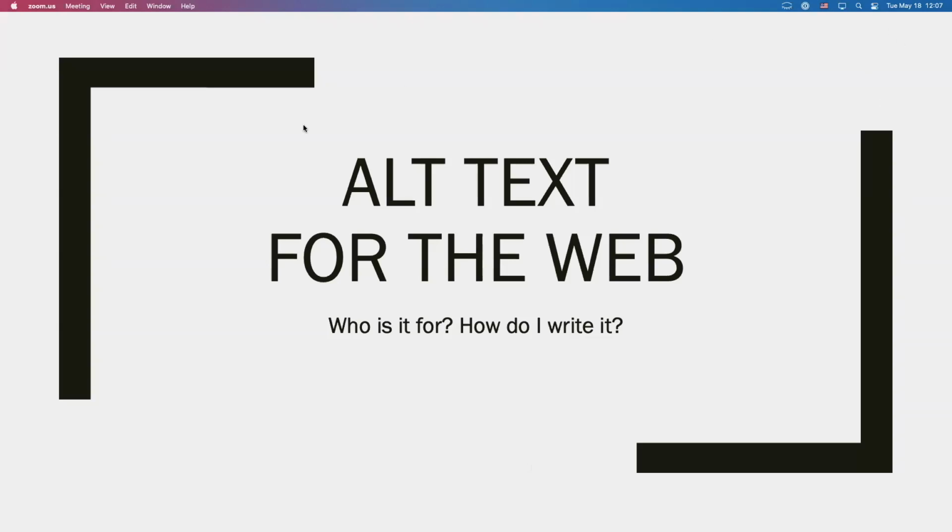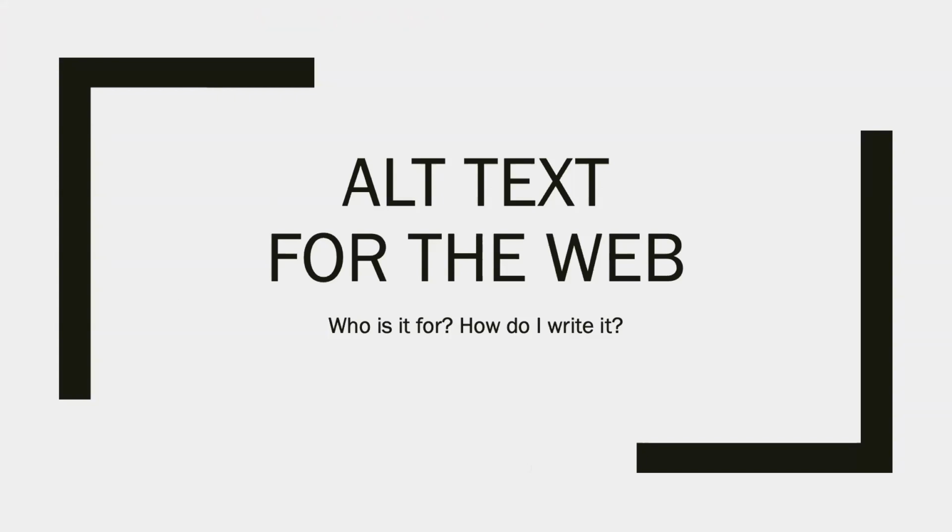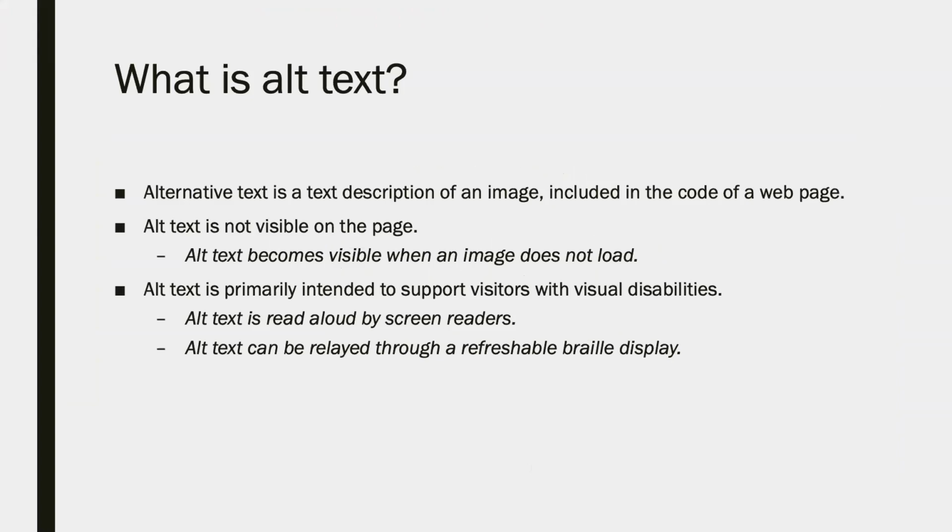I'm just going to share my screen real quick here. So, alt text on the web. Who is it for? How should we write it? First off, for those who don't already know, alt text is short for alternative text. It's a text description of an image included on a web page. The text description is included in the code of the page.